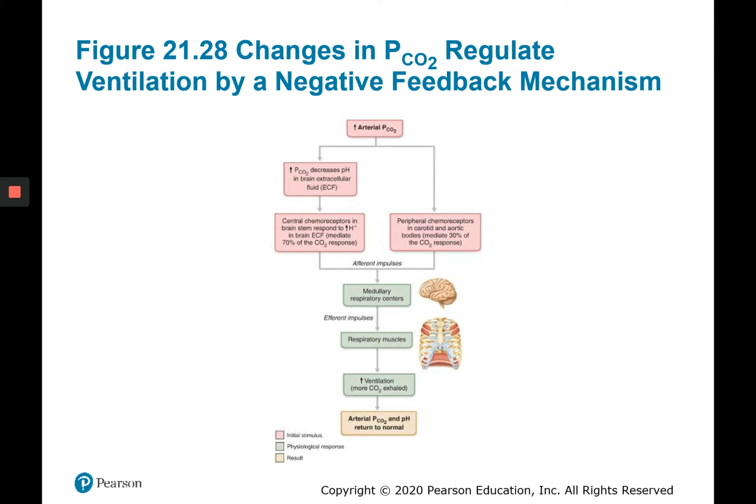In order to decrease the amount of carbon dioxide and make pH rise, the medullary respiratory centers signal the inspiratory muscles to contract. When they contract, this increases pulmonary ventilation and leads to more carbon dioxide exhaled. As a result, the partial pressure of carbon dioxide in arterial blood will return to normal and pH will as well.